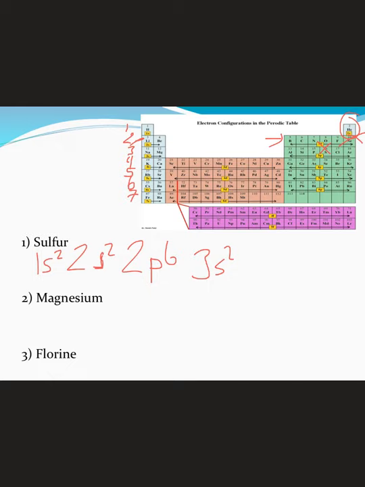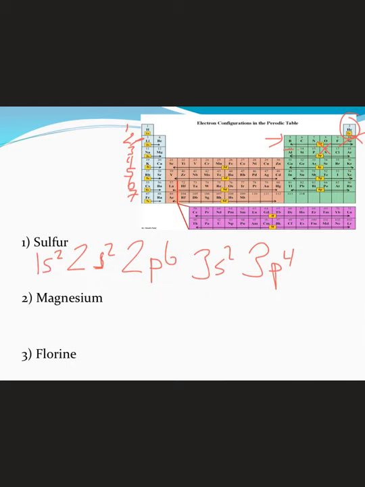And then we start counting. So here's 1, 2, 3, 4. 3p4. So that is the street address for sulfur. 1s2, 2s2, 2p6, 3s2, 3p4. The electron configuration for sulfur.